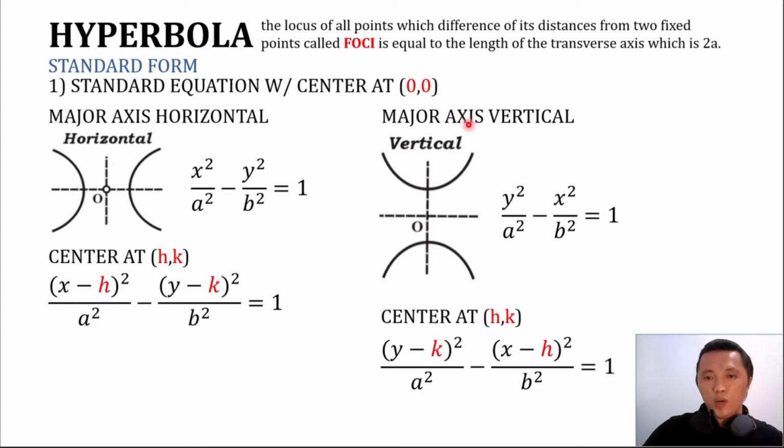So we will move now to the major axis vertical. For the major axis vertical, you have y squared over a squared minus x squared over b squared equals 1. So this is vertical, right? So this is along y, so y should be positive. And since this is positive, you should pair it with a. So you have to pair a always with the positive term. Or again, you should put a under the positive term. So when the center is at h, k, you have (y minus k) squared over a squared minus (x minus h) squared all over b squared is equal to 1.